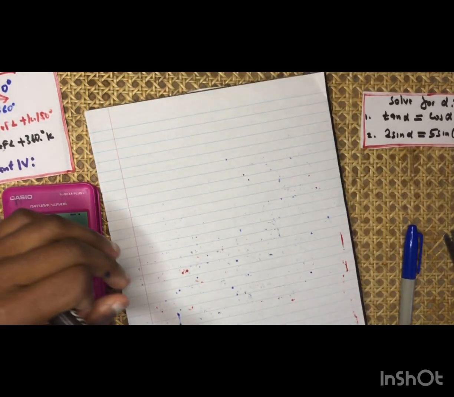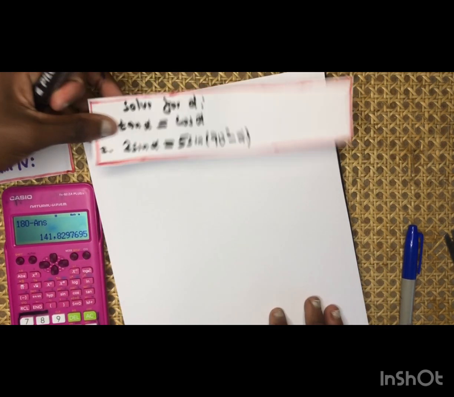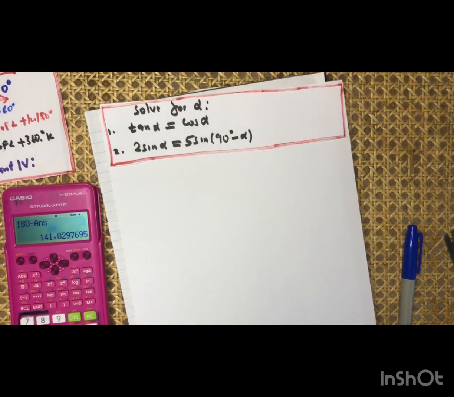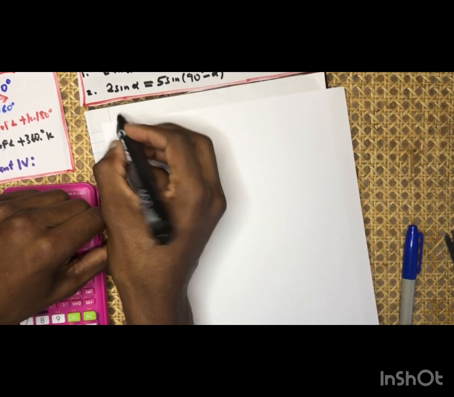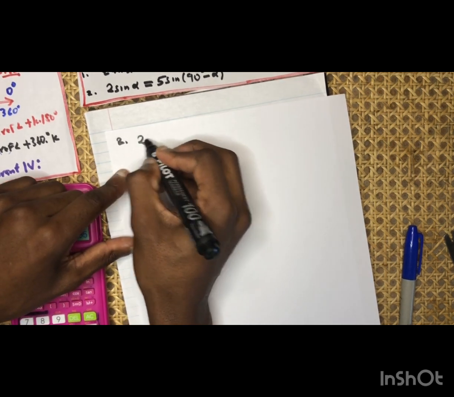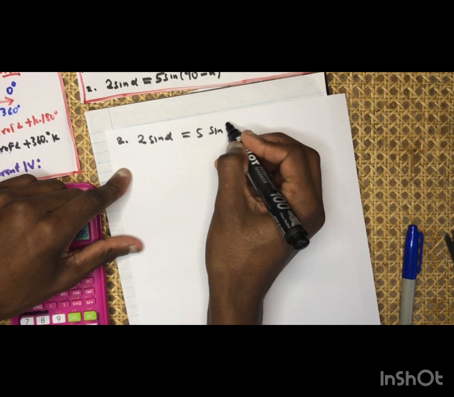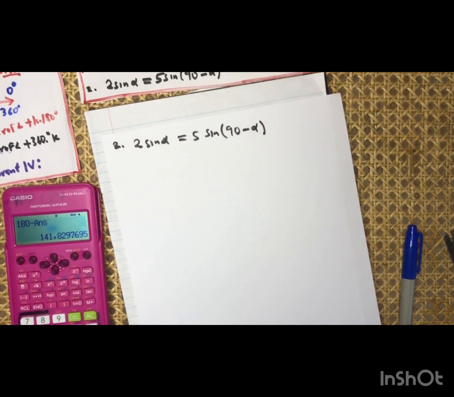So let's attempt number 2 in this one. Remember guys, you can pause the video and try to attempt on your own and see what you get. So number 2 guys, we are given 2 sine alpha is equal to 5 sine (90 minus alpha). Guys, you can get easy marks here.